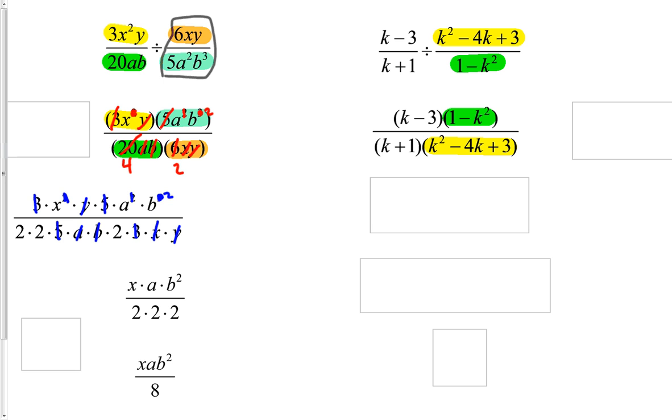When I first look at this, it looks like there's actually nothing in common between the top and bottom. However, since I see squared terms, that means there's probably some factoring that can still be done. So let's get to work.